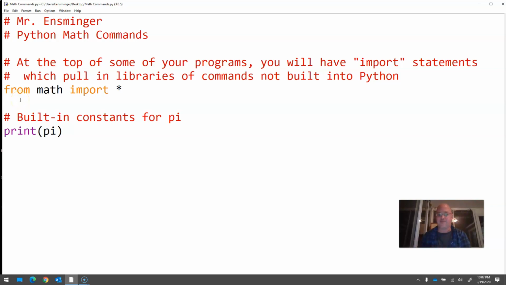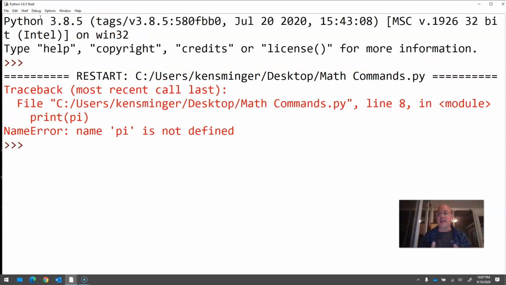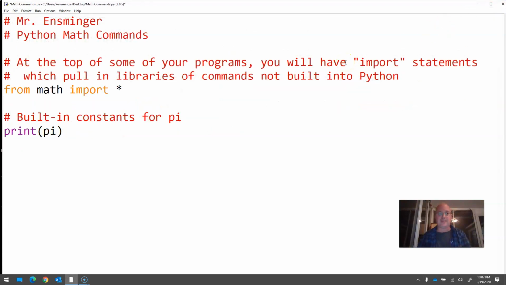If I just, for a moment, cut that out of there just to try it, what happens when I try and print pi without the math? It gives me an error saying pi is not defined. So it's telling you that you need this import for that to work.